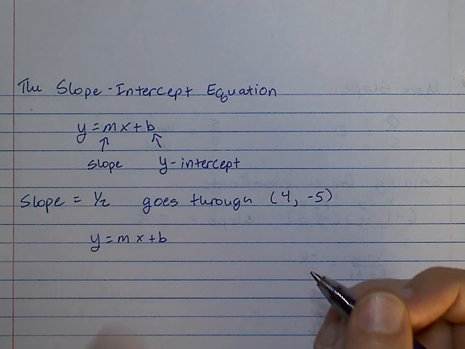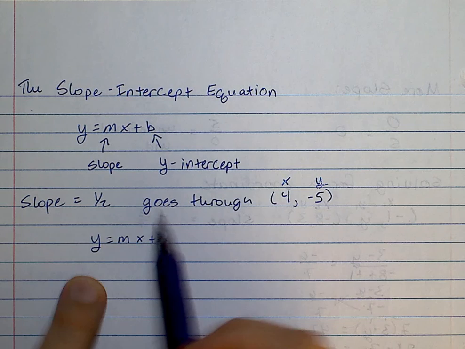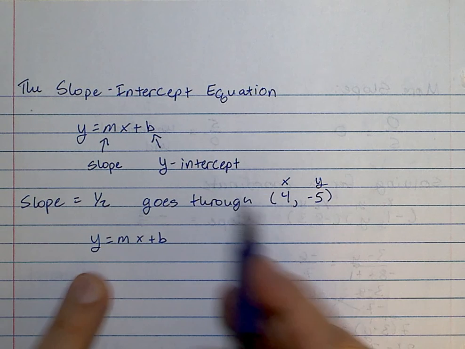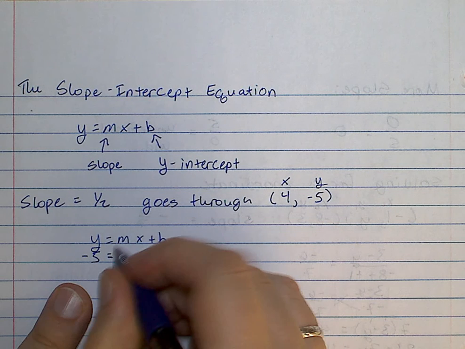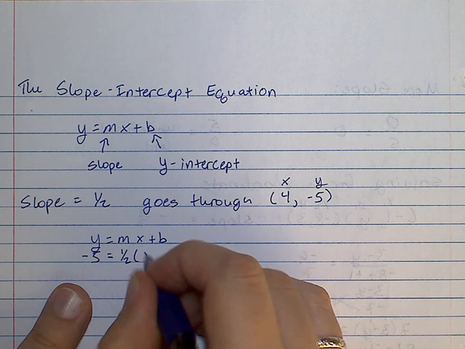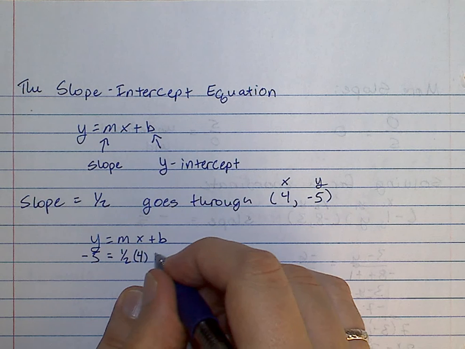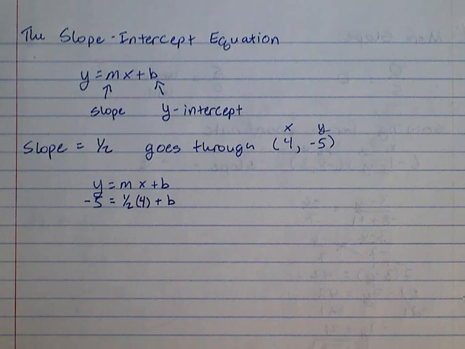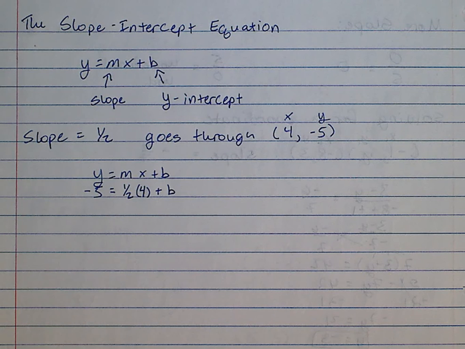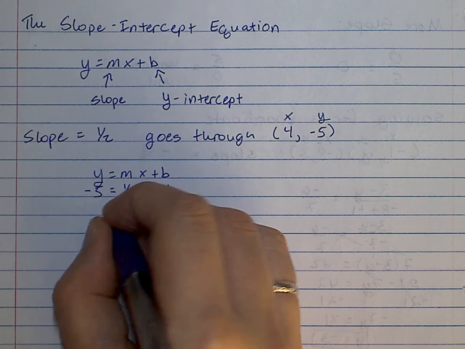So now, using this, this is x and this is y. And the slope is going to go in place of m. So I'm going to put -5 where y goes. I'm going to put 1/2 where m goes. And then where x is supposed to go, I'm going to put 4. Now I don't know what b is, so I'm just going to put plus b. Now this whole thing is me trying to find out exactly what b should be. So I'm going to do 1/2 of 4, which is what? Anybody? 2. Okay, cool. So 1/2 of 4 is 2, plus b is equal to -5.